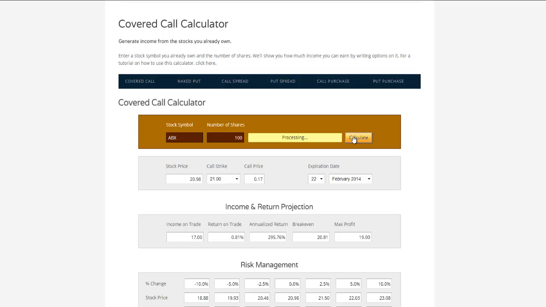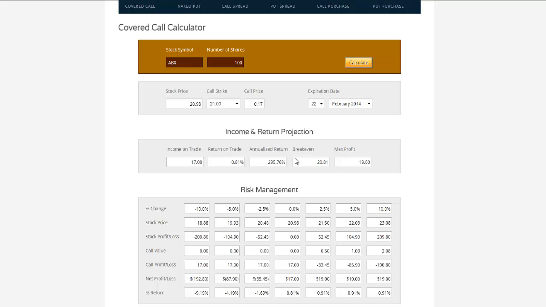Go over here and press calculate. After you press calculate, it auto-fills all of this down here for you. So the only thing you are really entering is the ticker symbol and the number of shares, and everything else will autofill so that you can see.